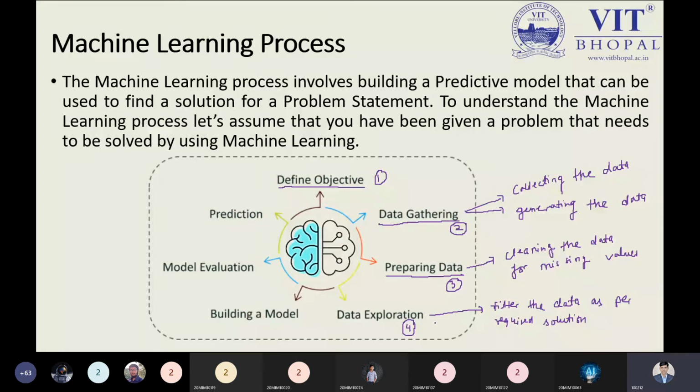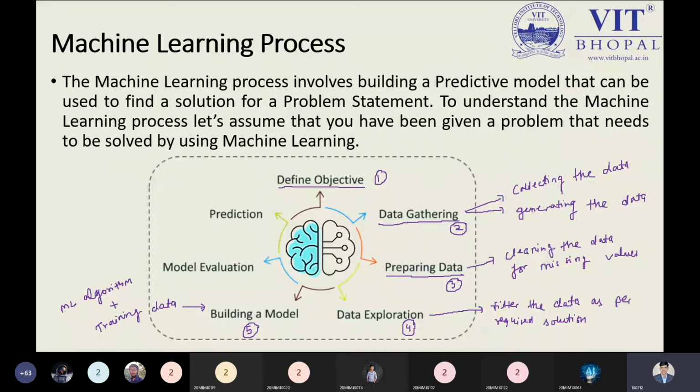Now the next step, the fifth step, is building the model. The model will be built from two parts: one is the machine learning algorithm, and the other is the training data. With the help of the training data and the machine learning algorithm, I can build my model. This is the most important step.